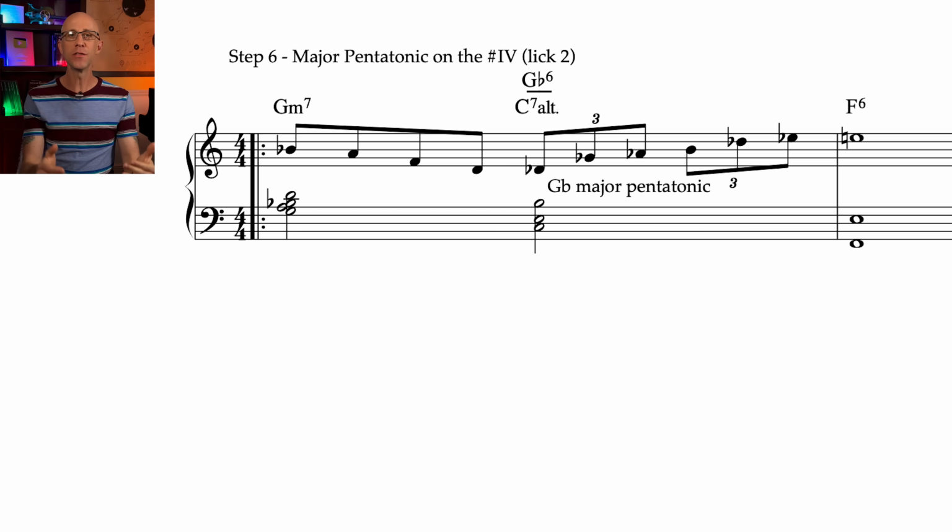And finally, in step 6, let's do an entire G flat major pentatonic over C7 altered like this.